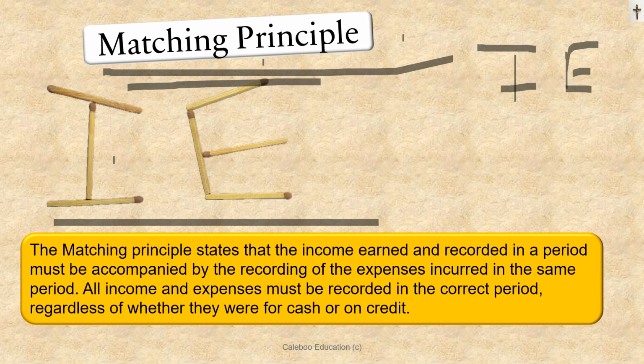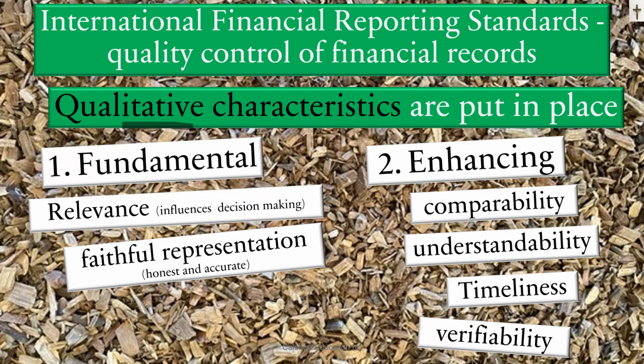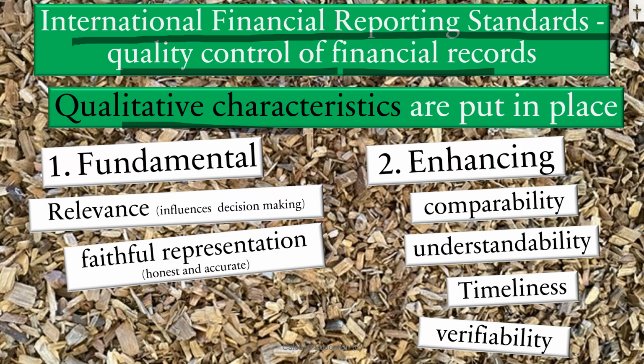More about that later. All right, also there are some qualitative characteristics that the International Financial Reporting Standards, the IFRS, has put in place for quality control of financial records. So all information needs to be relevant, and it must be faithfully represented, honest and accurate. There are some enhancing characteristics. Obviously, your records need to be consistent so they can be compared with previous years and other industries.